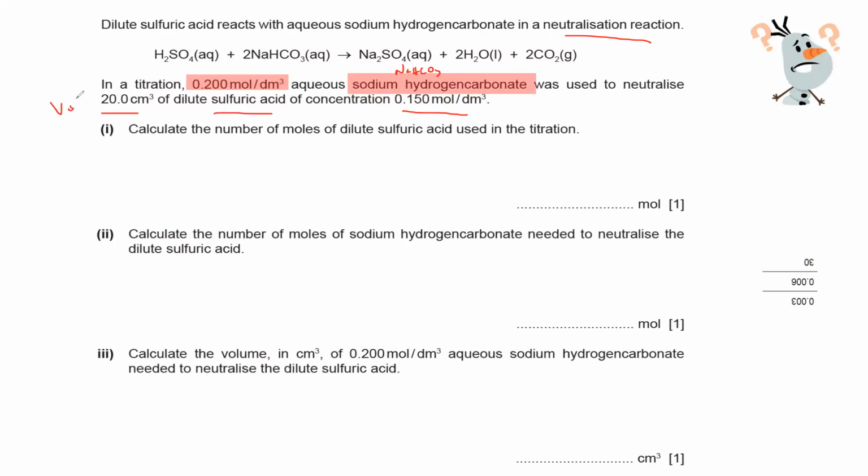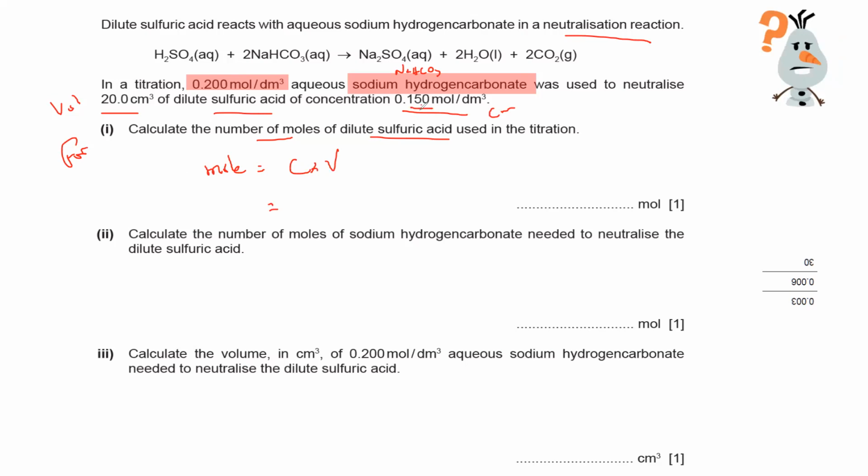So we have the volume of sulfuric acid, we have the concentration. Number of moles of sulfuric acid: how to get the moles of sulfuric acid? So what should I use to solve the first part? Formula or ratio? So we'll use a formula, and the formula is moles equal concentration into volume.